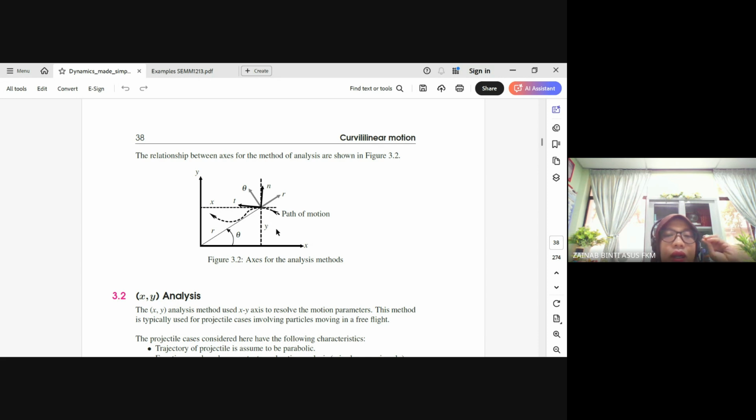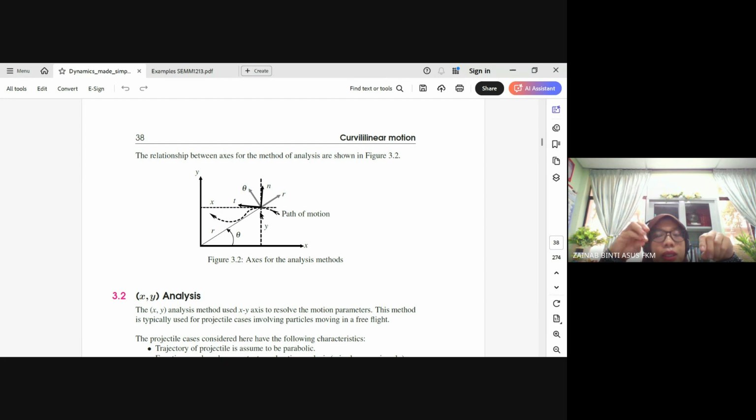And then you have the third axis, that is the r theta analysis. For r theta, you will refer to the zero point reference here, but it will be on the particle. You see here the NT and the r theta will be on the particle.